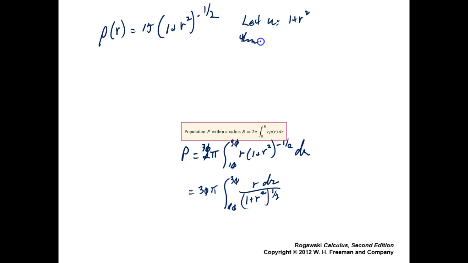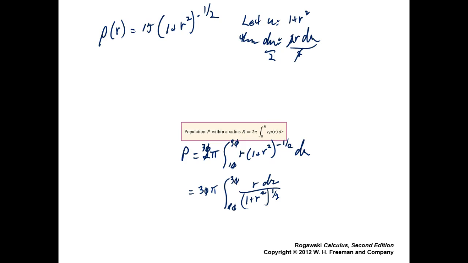Then du is equal to, a little louder, 2r dr. Write it as a differential, 2r dr. Now we don't have a 2r dr, we have an r dr. So what might we do? Divide both sides by 2. So you have du over 2 is equal to r dr.